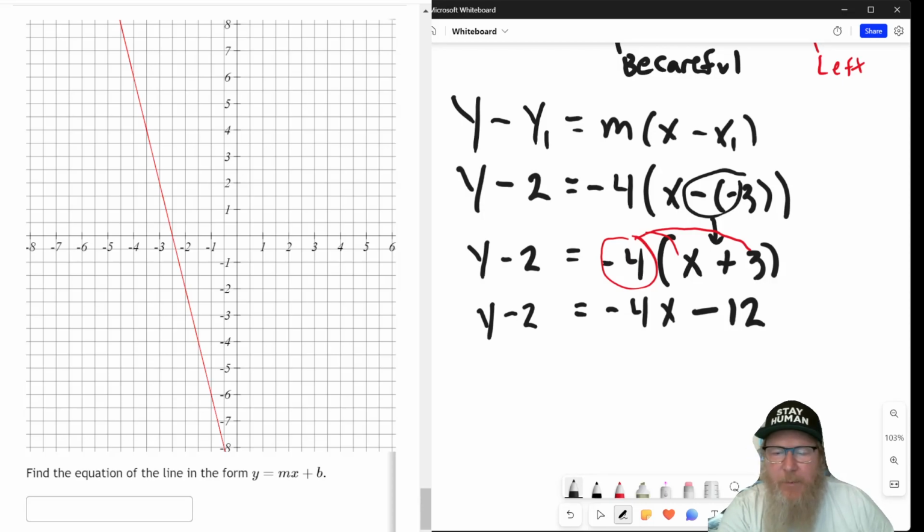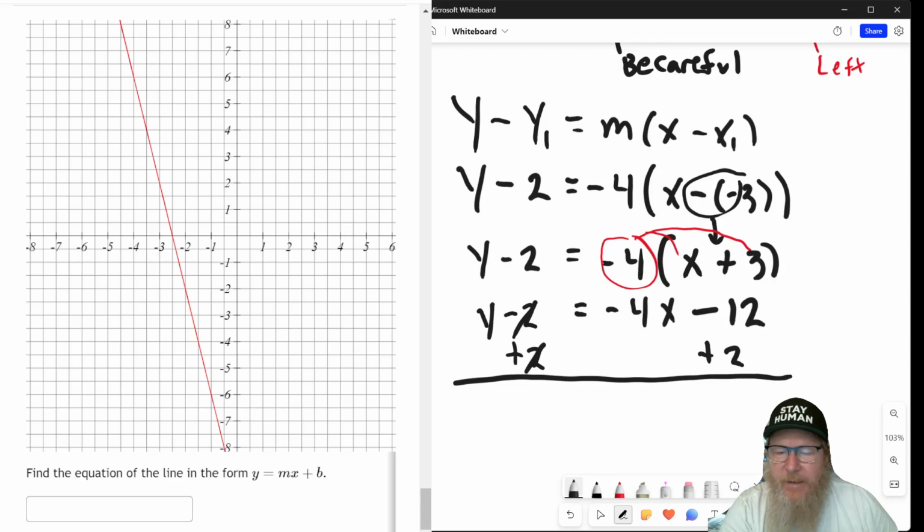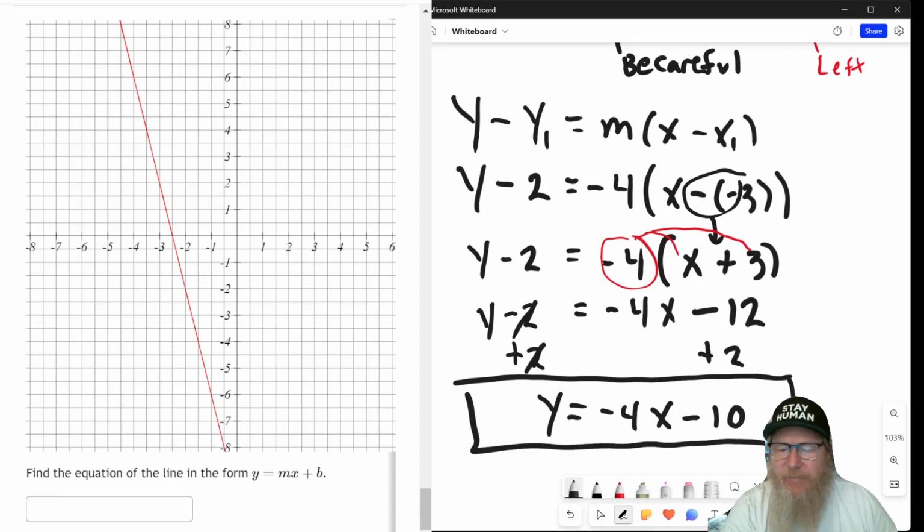Finally, we're one step away from the answer. We just add 2 to both sides. And you should get the final answer in this step. y equals -4x minus 10. Which confirms why we couldn't see it on the screen. This grid doesn't go down to -10 on the y-axis. It only goes down, it looks like, -8.